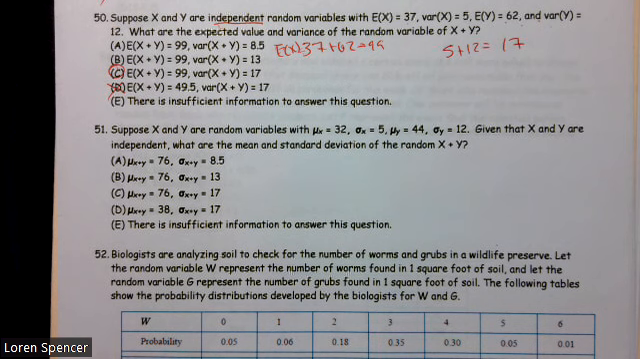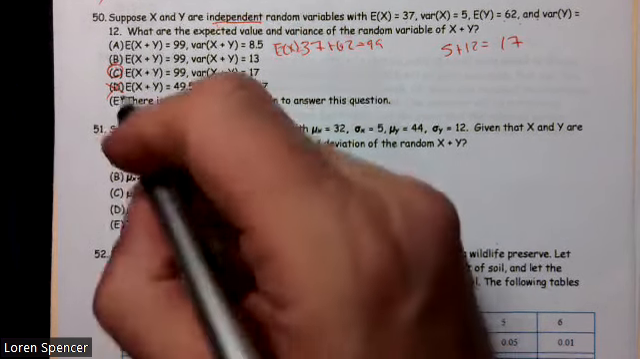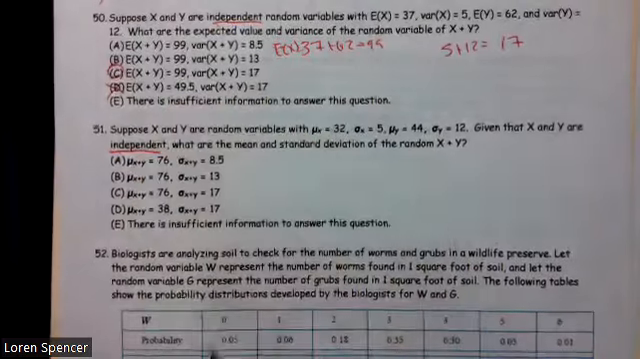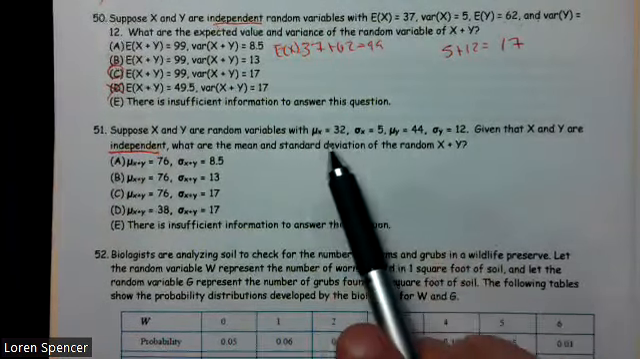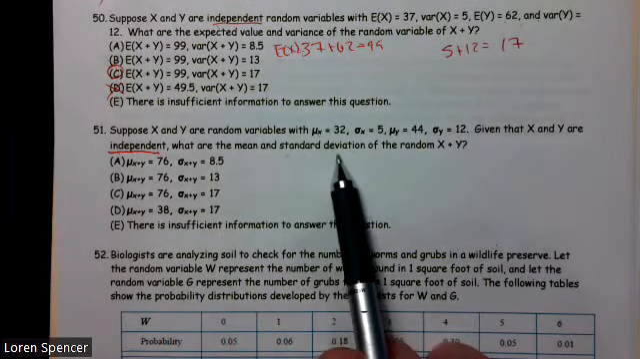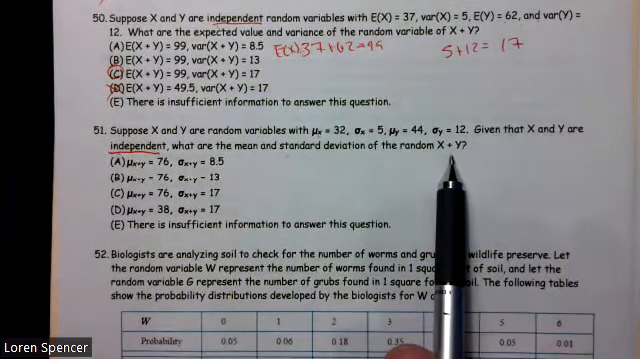These will be problems 51 through 60. Suppose X and Y are random variables. X has a mean of 32 and a standard deviation of 5, and Y has a mean of 44 with a standard deviation of 12. Given that X and Y are independent, remember they have to be independent to add standard deviations. They don't have to be independent to add means, but they do for standard deviations. It says, what are the mean and standard deviation of X plus Y?